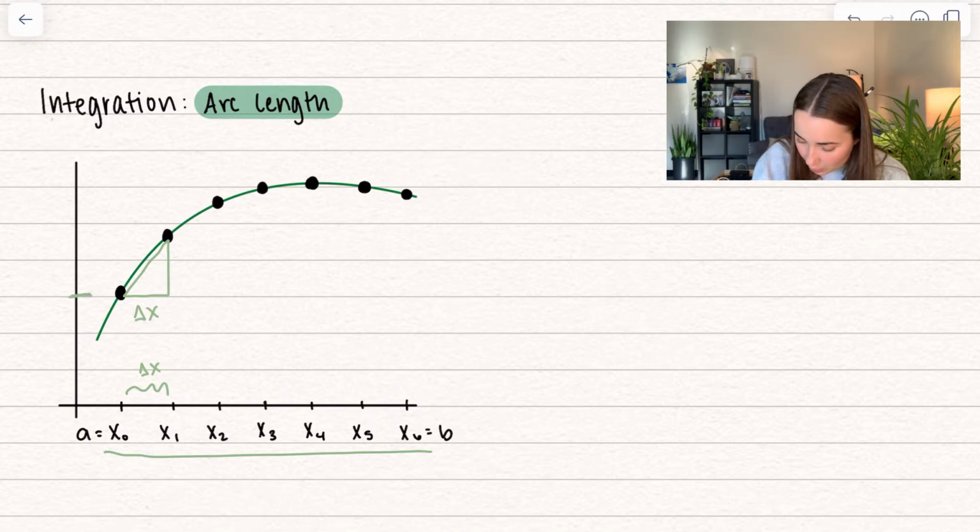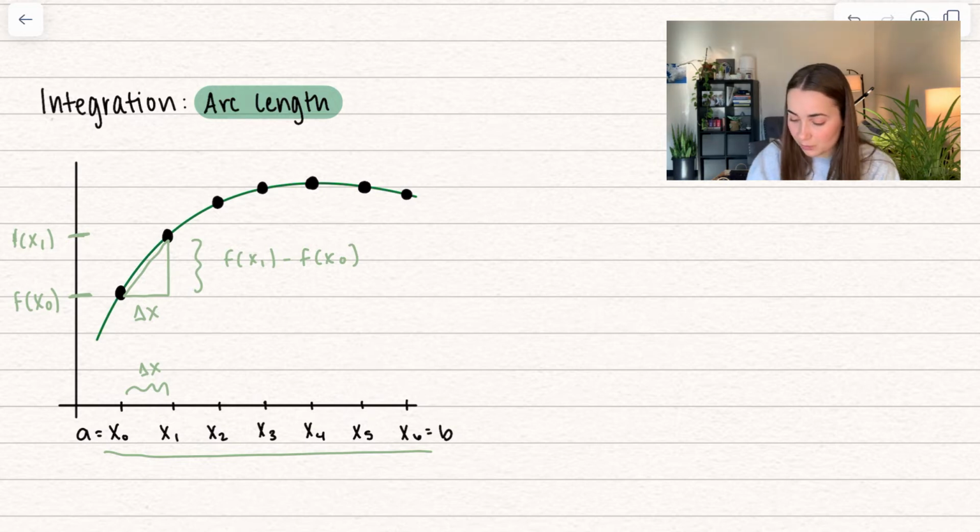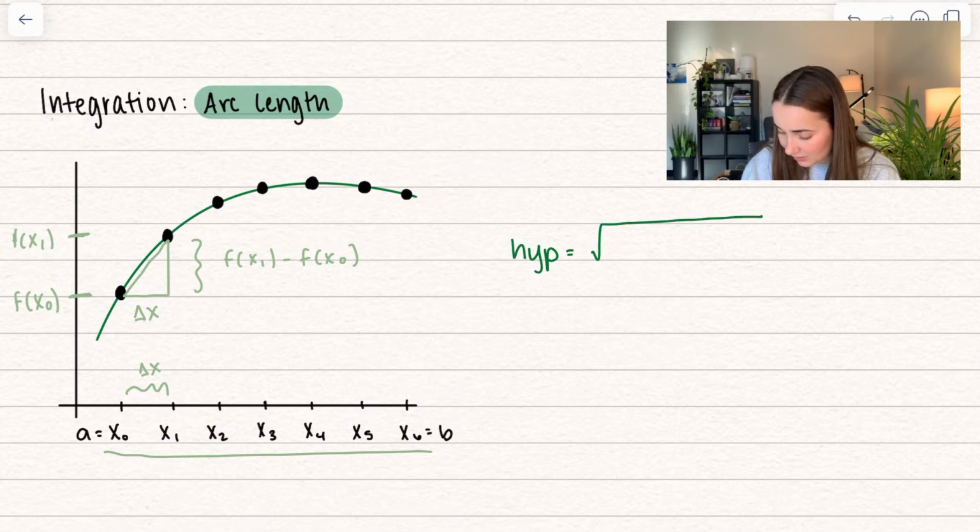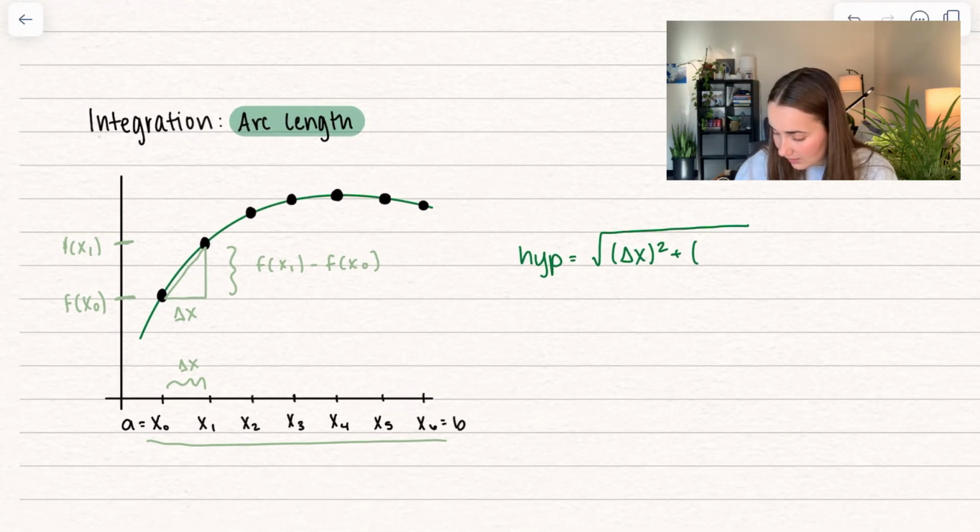So we have that this lower height is going to be f of x0, and the height of the other point is going to be f of x1. That means this entire leg is going to be f of x1 minus f of x0. Now that we have these two legs, we can find the hypotenuse. The hypotenuse in this case is going to be the square root of delta x squared plus, and now we have to square that whole thing, f of x1 minus f of x0 squared.